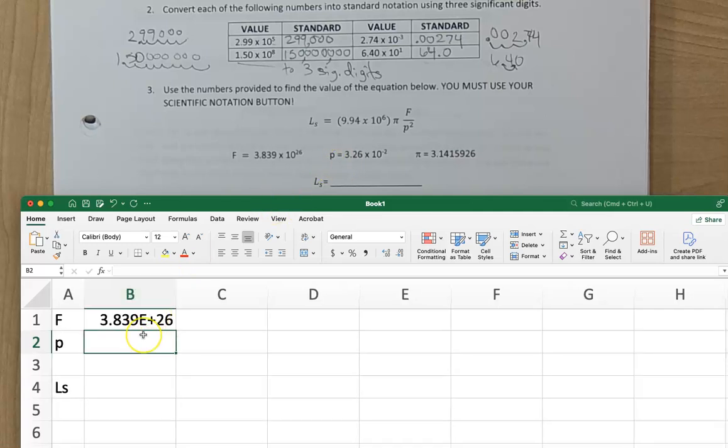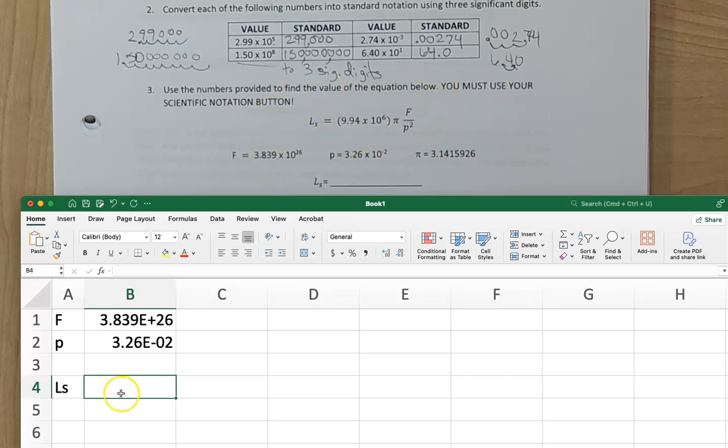P is 3.26 E minus 2, which is 3.26 times 10 to the minus 2, same thing. It didn't reformat because it was already in 3 significant digits. And now I'm going to use my spreadsheet to calculate L sub S, given the formula that we have here.